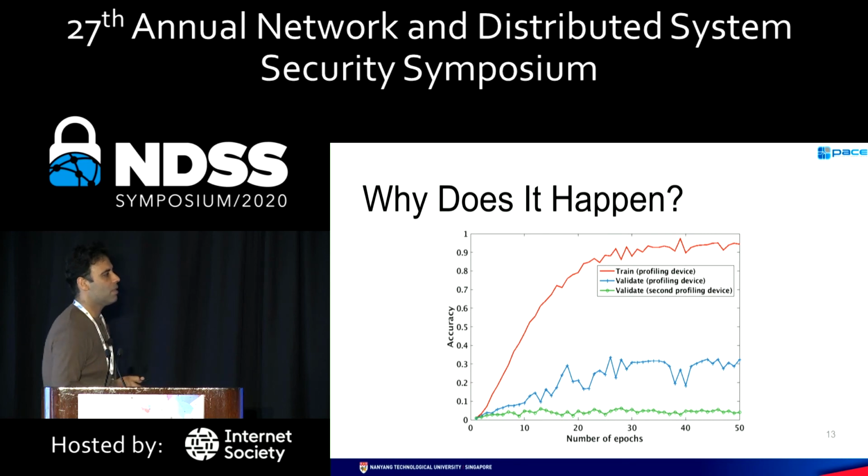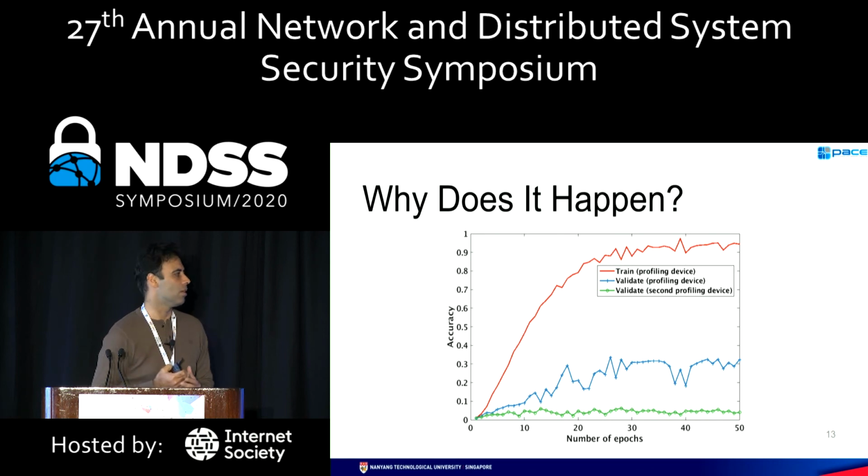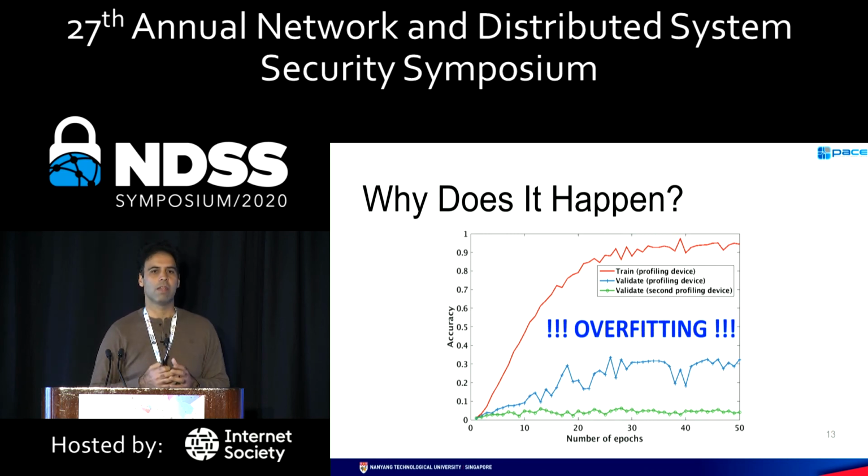And the reason why this happens, when we investigated and looked at the accuracy of the training versus validation on the same and a different device, is that we can clearly see this is an overfitting problem. When we present traces from a single device, the machine learning algorithm tries to learn the whole set of parameters, including the specific parameters of that device, which creates a problem when we apply the same model to another device, and therefore deteriorates the result.